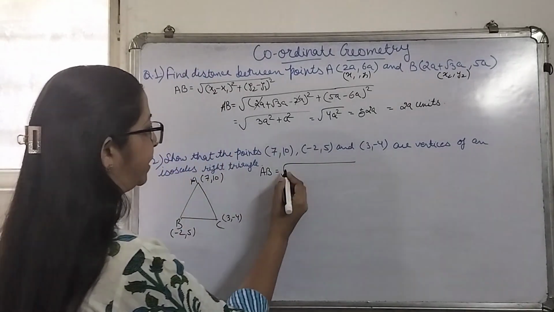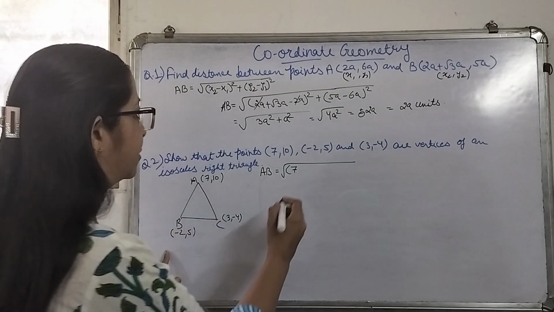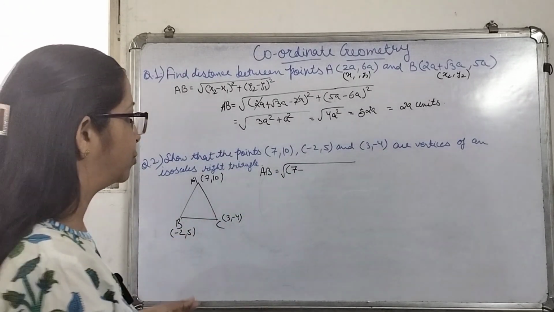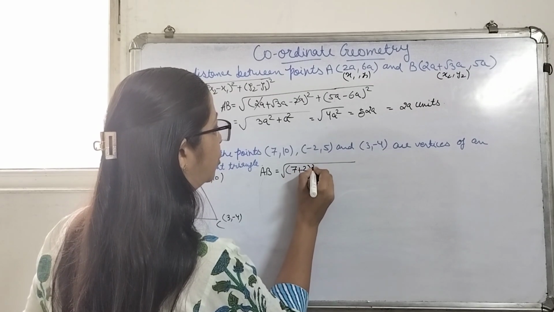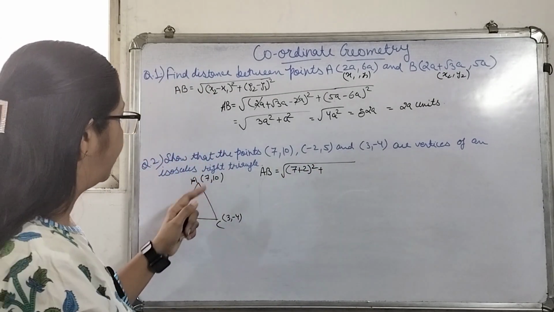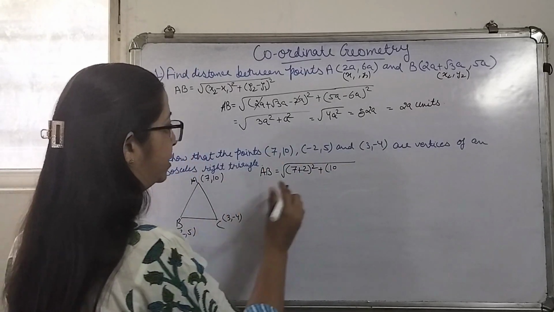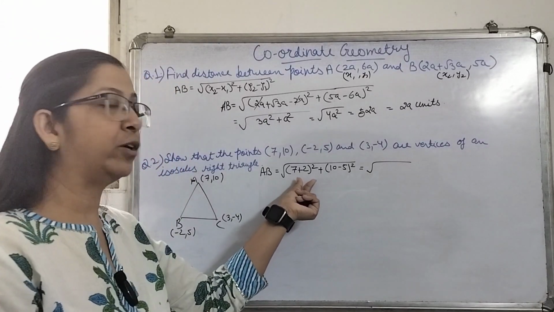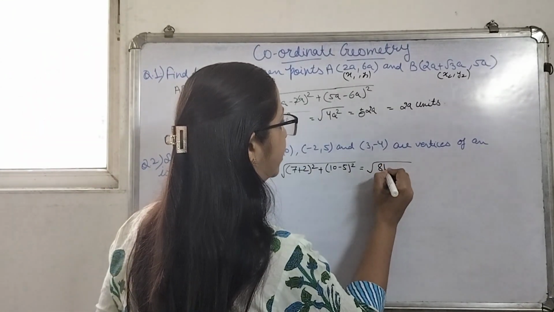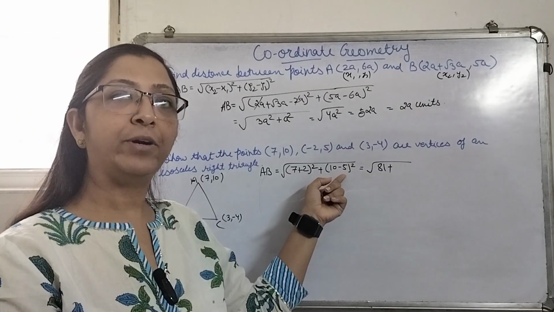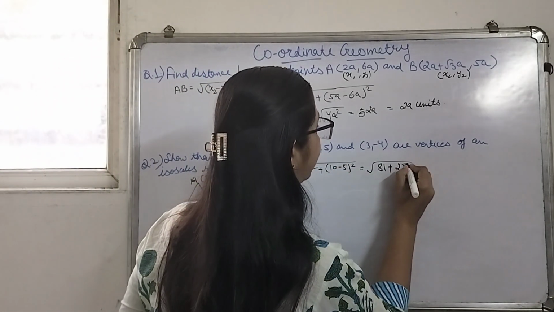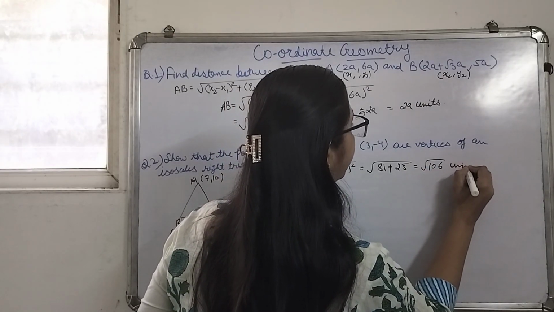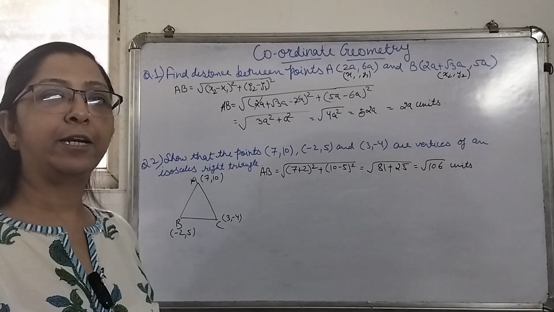Here I will take 7 minus, this is minus 2, x2 minus x1. x1 is again minus 2 only. So minus minus will become plus 2 whole square, plus y2, that is 10 minus 5, whole square. That is root of 7 plus 2, which is 9, and 9 square is 81, plus 10 minus 5 is 5, and 5 square is 25. So this will be root of 106 units. This is the distance between A and B.